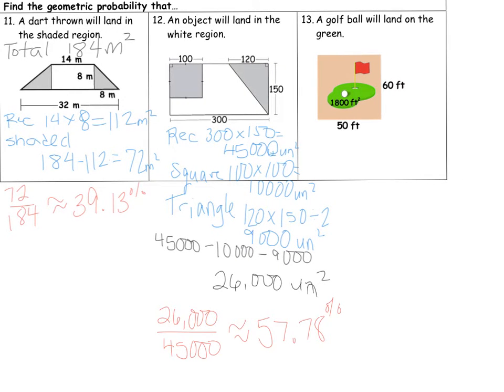What is the probability a golf ball will land on the green? Now, the green is an abnormal or irregular shape, so they went ahead and gave you the full area of the green as 1,800 feet squared. So the first thing we have to do is calculate the total area, which would be 50 times 60, which is going to give you 3,000 feet squared. We know that the shaded region is 1,800 square feet, and the total area is 3,000 square feet, so we end up with 60%.